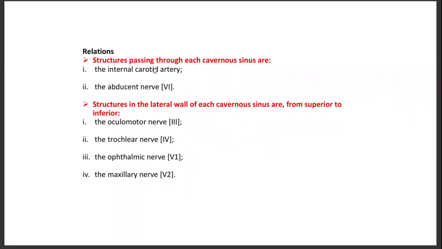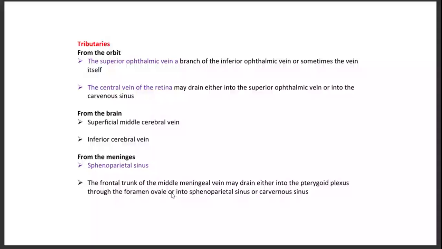So relationships, you have got structures passing through, and we've talked about them. Internal carotid and abducens, and then you have got those that are passing in the lateral wall, starting from top going downwards: number 3, number 4, V1 and V2. Know their order. So what are the tributaries? Okay, what are the tributaries?